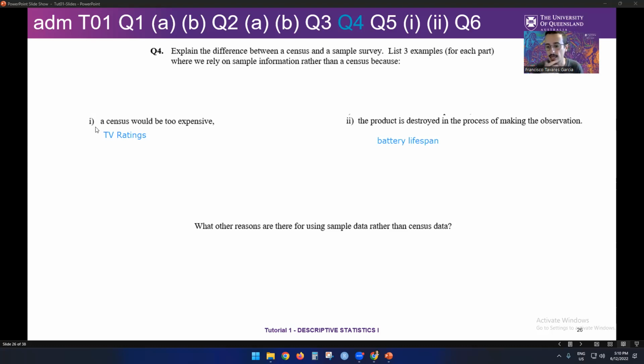And on the other side, we will see here the product is destroyed in the process of making the observation. Battery lifespan. That's true. You can't test every single battery until the end, because otherwise you will end up without battery. What are you going to sell? So, amazing example. Let me open the chat so I don't miss anything. Nothing in the chat just yet.